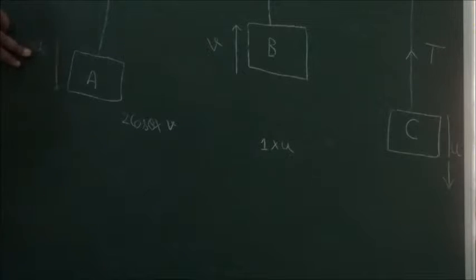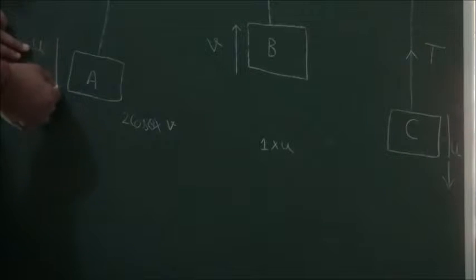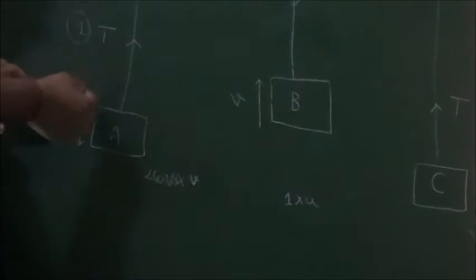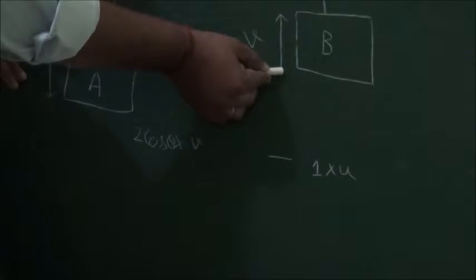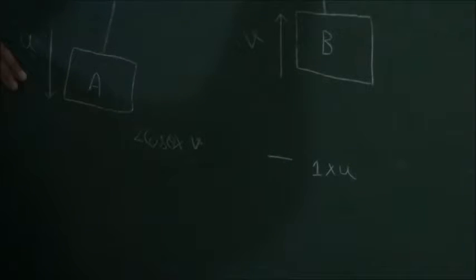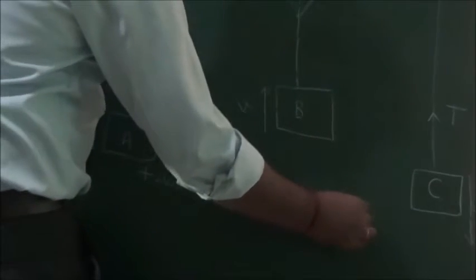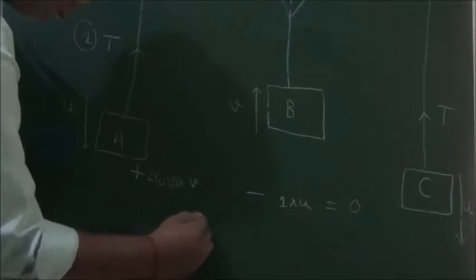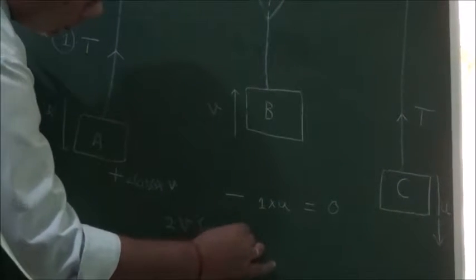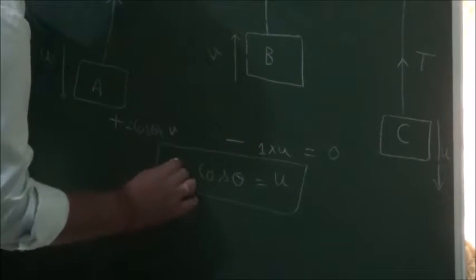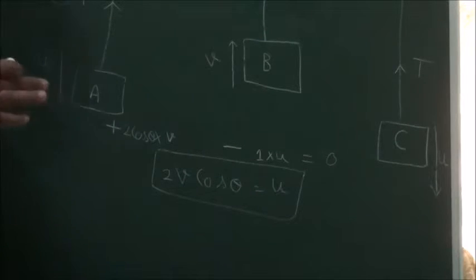Now come to this point. Here u is downwards and t is upwards. Both are directed opposite to each other, hence the sign will be negative. Here v is upwards and t is also upwards, so the sign will be positive. Now equate this equation to 0. It becomes 2v cos theta equals u. This is the relation between u and v.